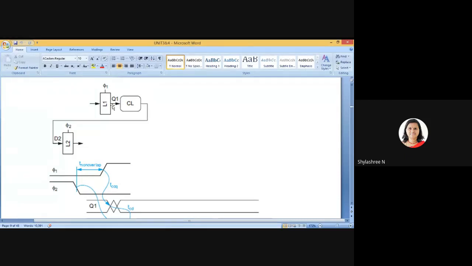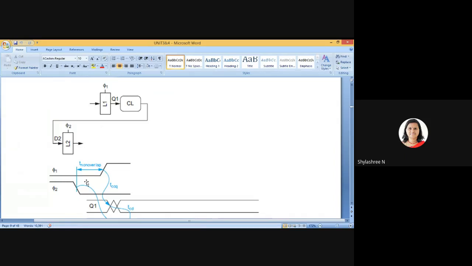Okay. It must not reach L2 until the hold time after the previous falling edge of phi 2. Very, very important sentence. It must not reach L2 until a hold time after a previous falling edge of phi 2.